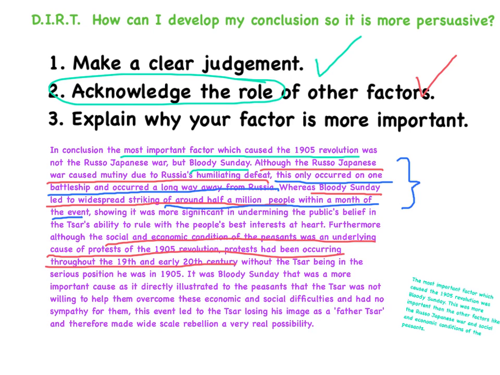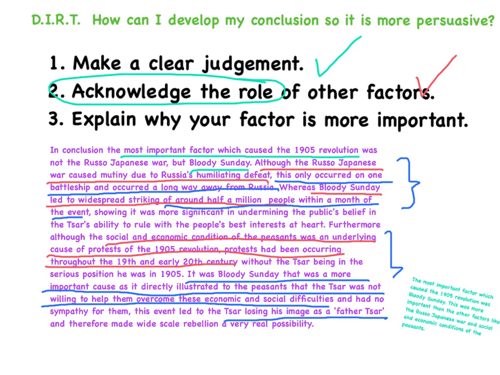And if we go further down, where they're talking about the other factor, social and economic condition of the peasants being an underlying cause of protests, they've also explained why Bloody Sunday was more important. So it says it was Bloody Sunday that was more important as a cause because it directly illustrated that the Tsar was not willing to help them overcome these difficulties. So it made the Tsar lose his image as a father Tsar. So again, they've compared these two events and they've explained why Bloody Sunday was more significant. So yes, they've definitely explained why their factor that they've chosen as the most significant factor was more important than the other factors.